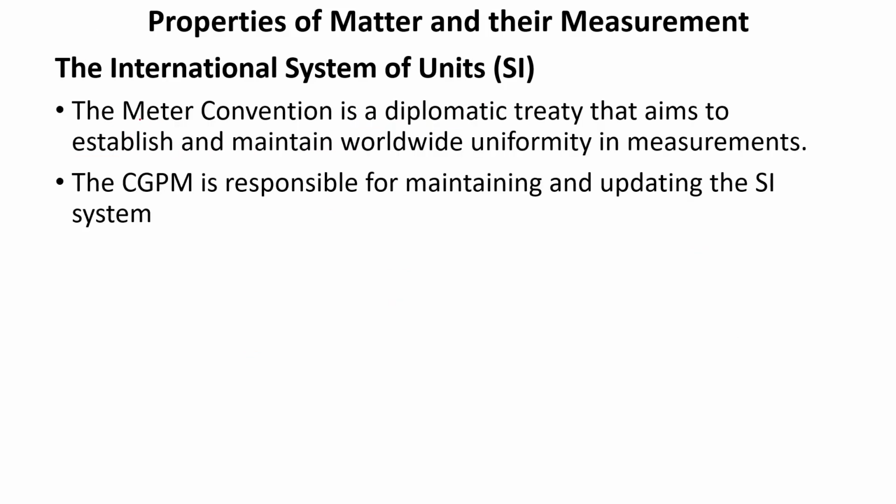So here is some detail about it. The Meter Convention is a diplomatic treaty that aims to establish and maintain worldwide uniformity in measurement. It means it confirms that the measurement should be acceptable all over the world and there should be no confusion regarding its uniformity. And CGPM is responsible for maintaining and updating the SI system. So what does the CGPM do? It upgrades the SI system according to the current requirement.